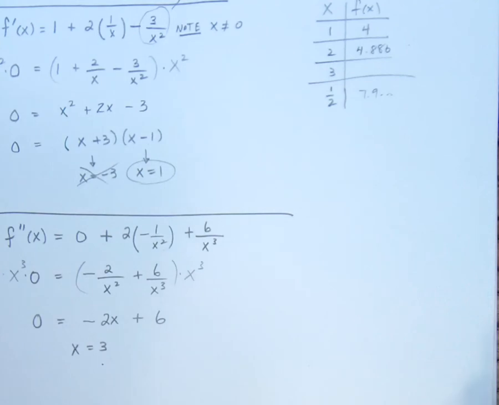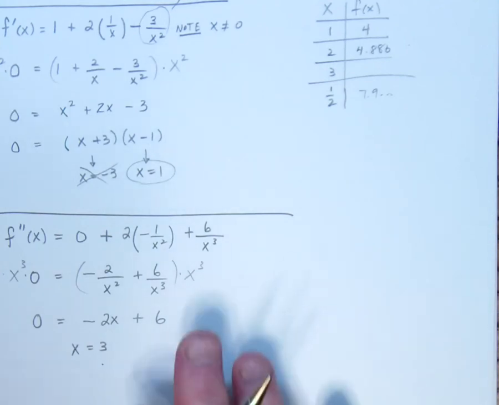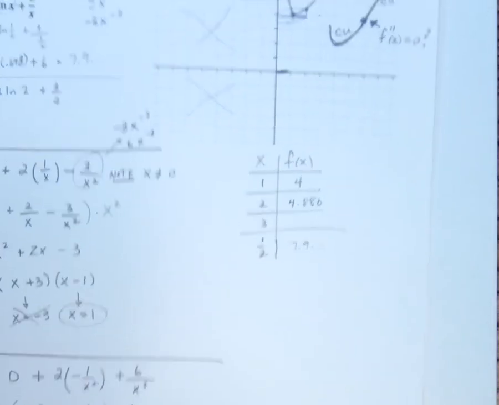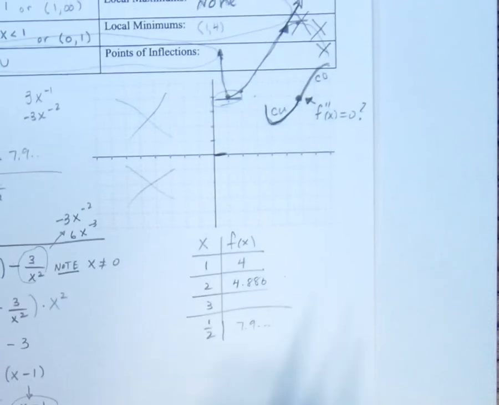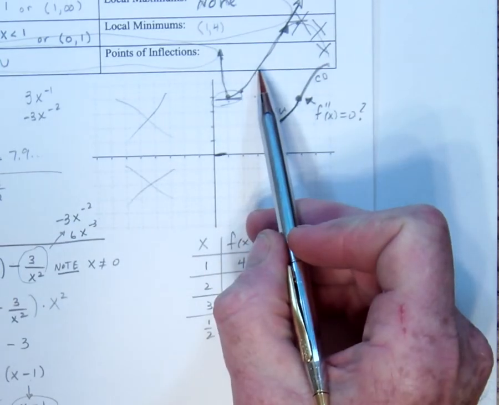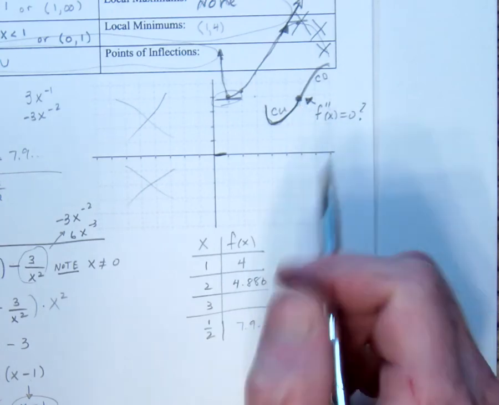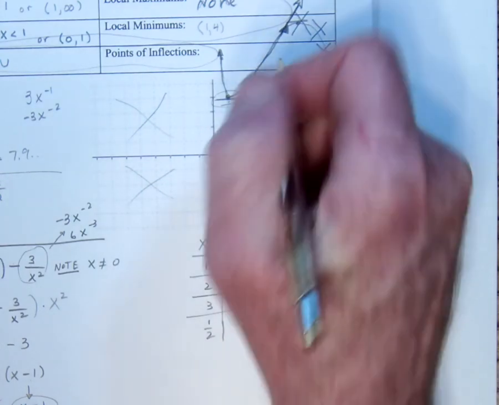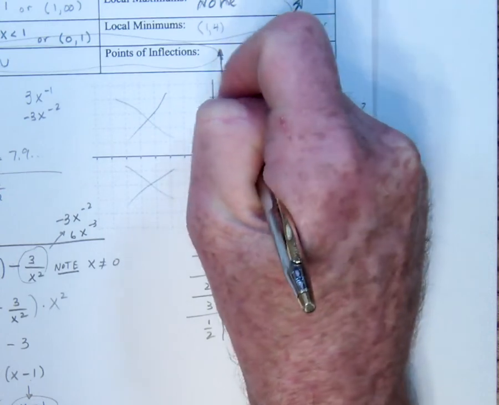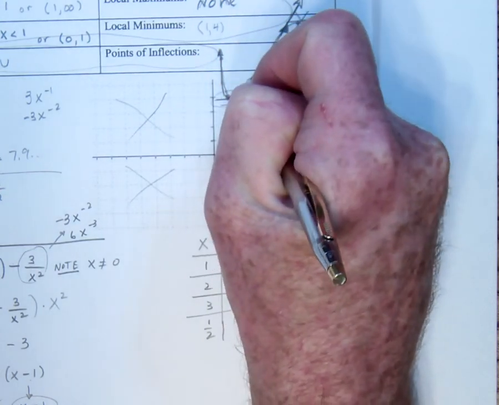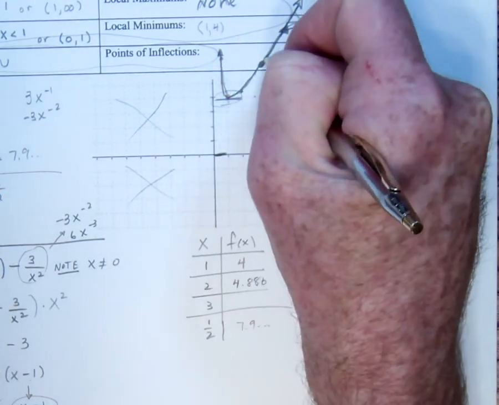Well, so that means that at x equals 3, it changes concavity. So if you go back to the graph, my first graph wasn't completely accurate. It is a situation like this, that at x equals 3, right here, it's changing from being concave up to concave down.